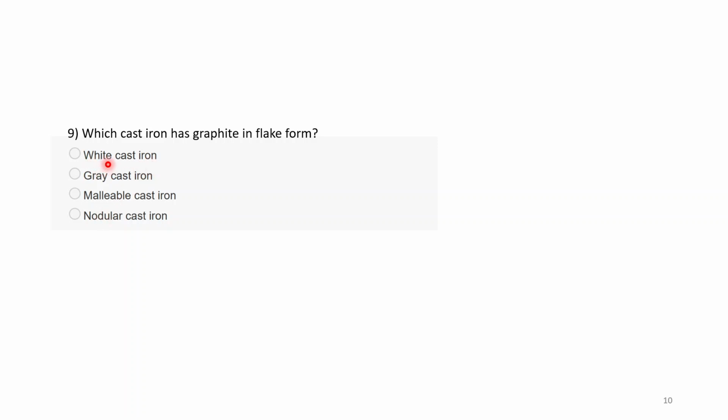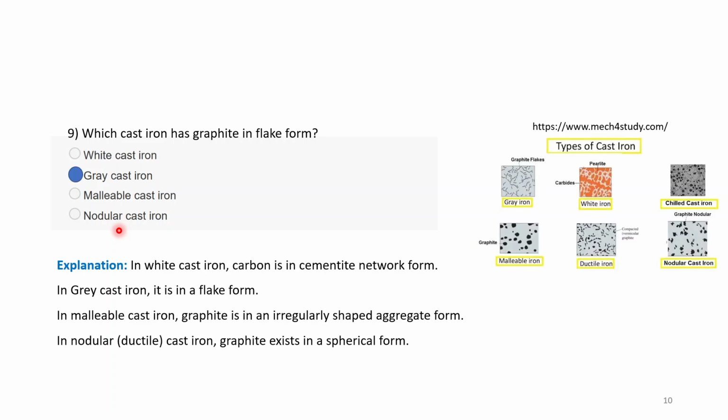In white cast iron, it will be in cementite type of layers. When you break it, it will give you a whitish type of fracture. In case of grey cast iron, you will have the carbon in the form of graphite, while in white cast iron you will have cementite. In malleable cast iron, you will have carbon in rosette forms, and in nodular it will be in spherical forms.